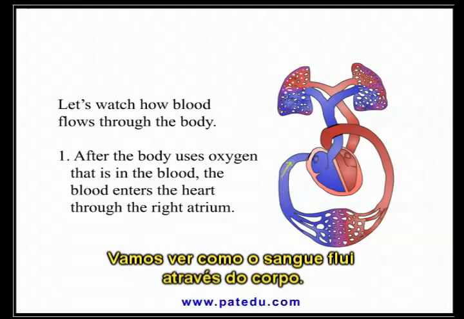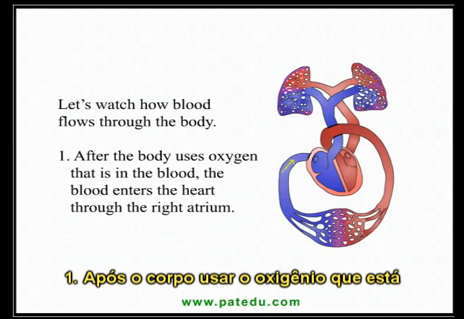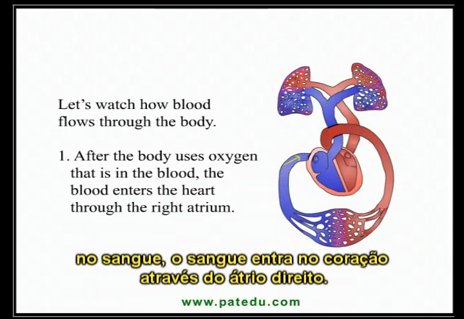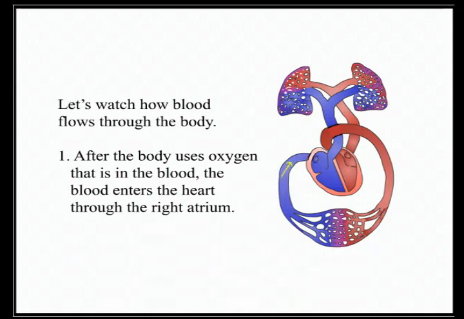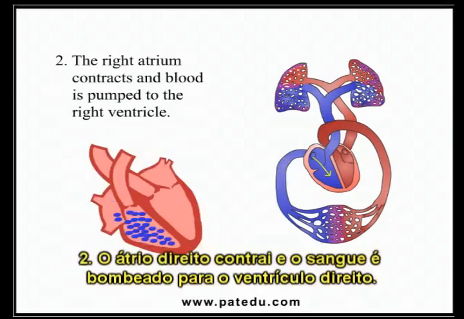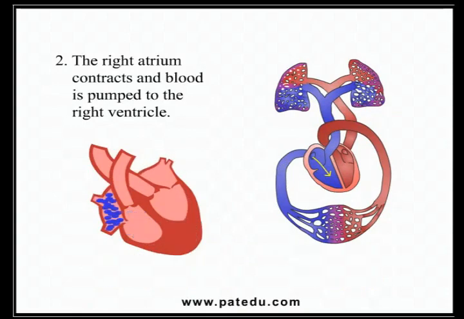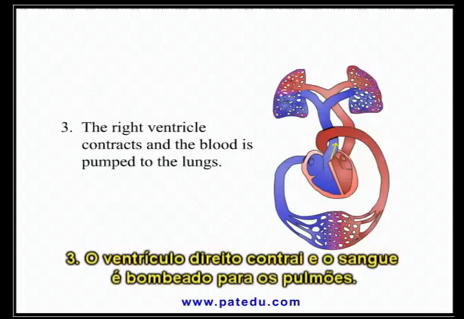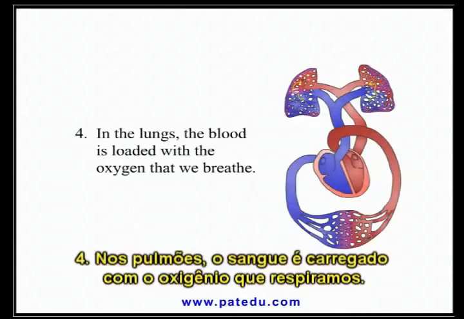Let's watch how blood flows through the body. After the body uses the oxygen, the blood enters the heart through the right atrium. The right atrium contracts and blood is pumped to the right ventricle. The right ventricle contracts and the blood is pumped to the lungs. In the lungs, the blood is loaded with the oxygen that we breathe.